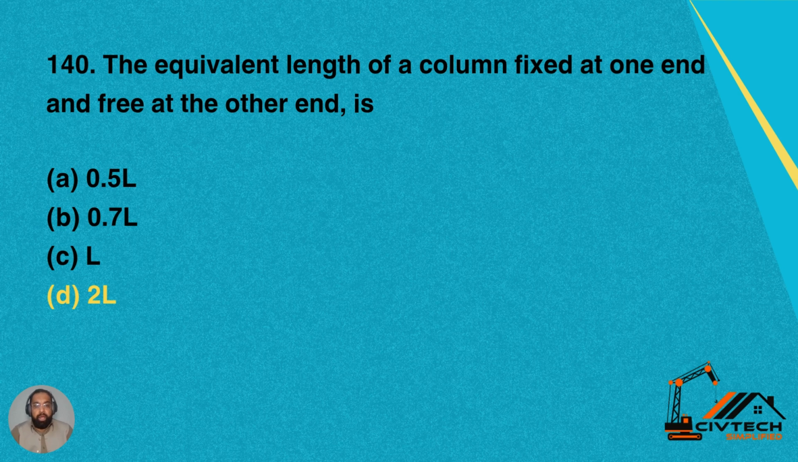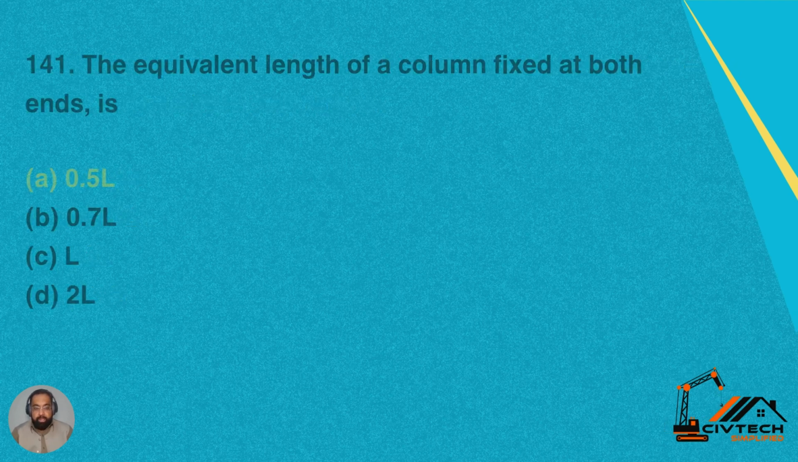140. The equivalent length of a column fixed at one end and free at the other end is: option A, 0.5 L; option B, 0.7 L; option C, L; option D, 2L. The equivalent length of a column fixed at one end and free at the other end is 2L. D is the correct answer.